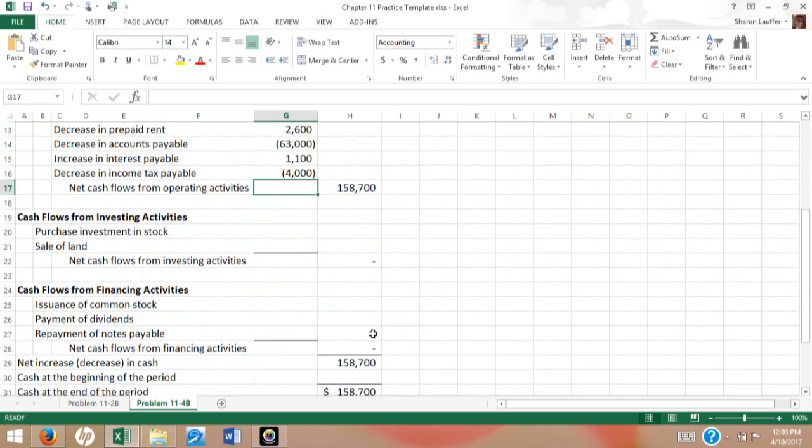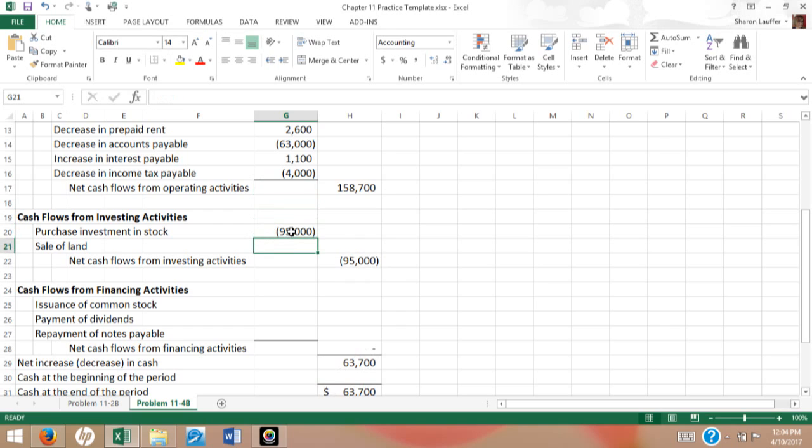So we're going to go down here to cash flows from investing activities, and it says that we purchased an investment in stock, and that is actually on the little list of additional information. It tells us that number 1 says purchase additional investments in stock for $95,000. So this section and the next section is a little bit easier because we don't have to try to figure out, well, was this added or subtracted? It's not quite so hard to identify as it was up here. So if we purchase stock, we paid cash for it, so that's a cash outflow.